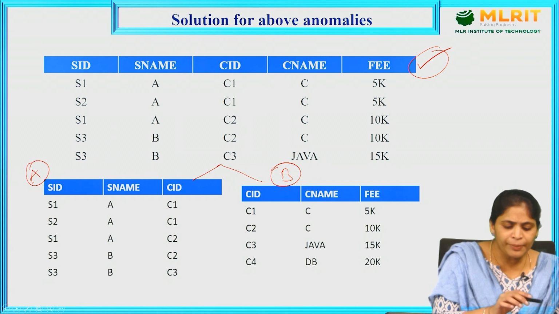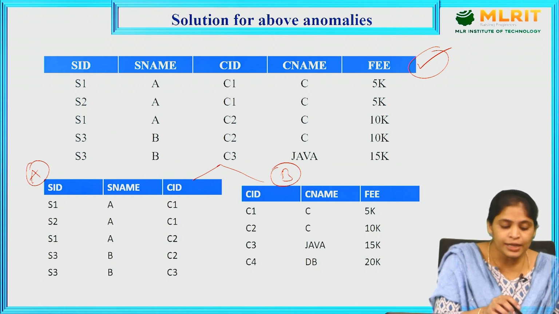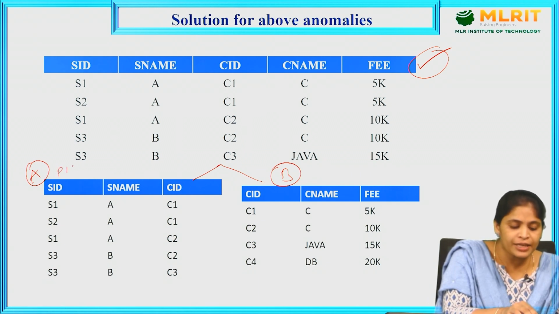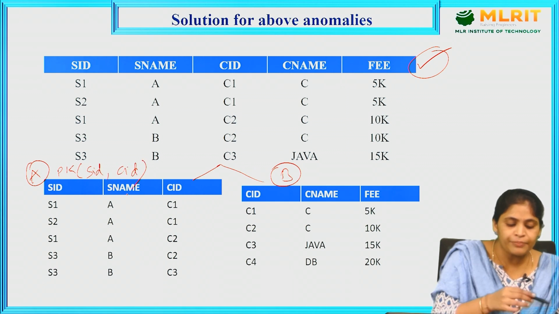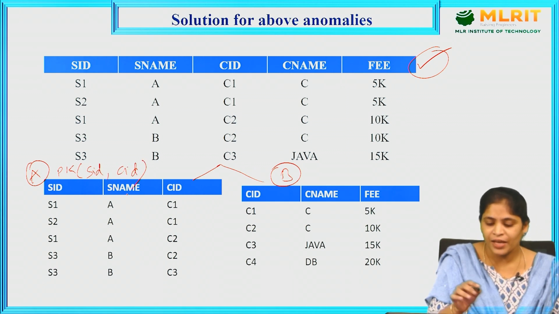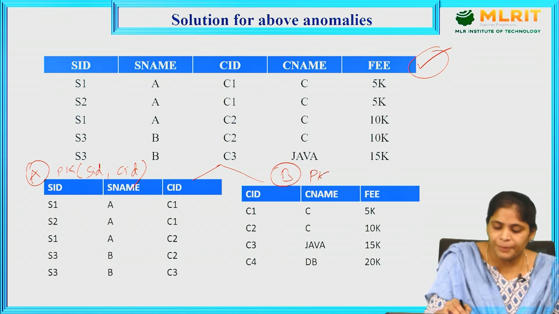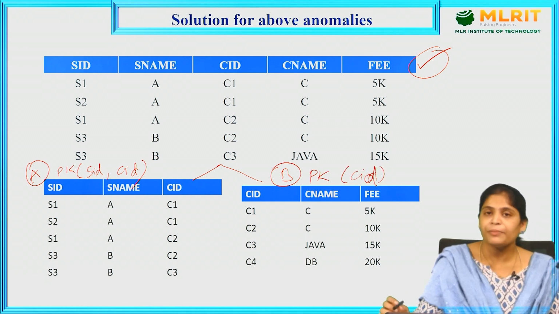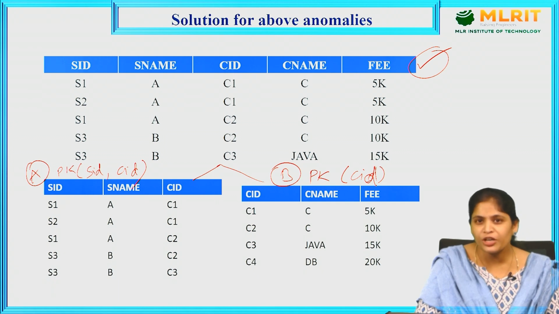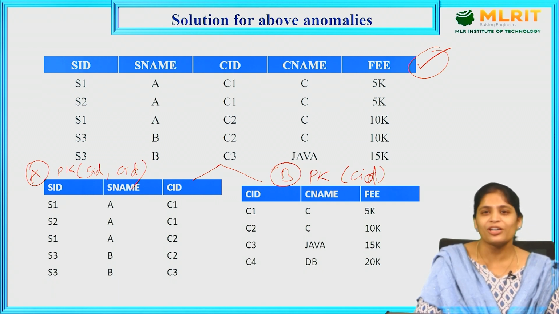In table A, for example, I have considered the primary key as SID and CID. And for this table, the primary key is CID. What is a primary key? A primary key is a key that contains unique values and which does not contain null values. That is what a primary key is.